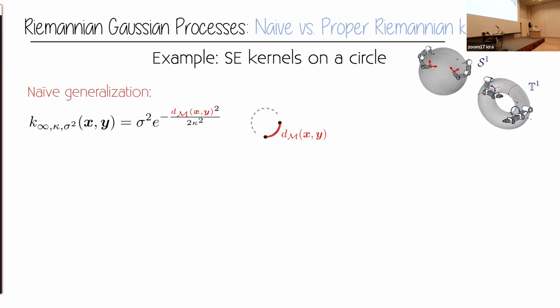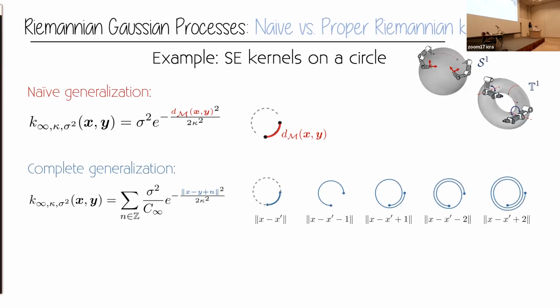Now, if we fully generalize those kernels, as I will show you in the next slide, this is the kind of generalization that we obtain. So you see that basically we have a sum of terms which account for the distance between the 2 points. The first term, where n is equal to 0, is exactly the same term as what we have above. But then the complete generalization actually takes into account not only the shortest path, but all the possible paths between the points on the manifold, right?